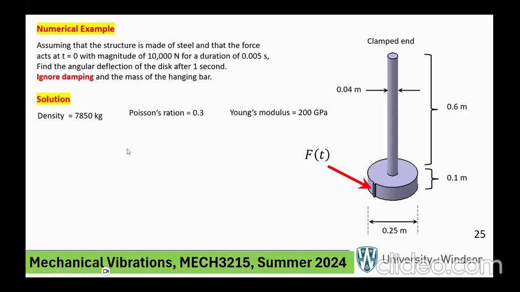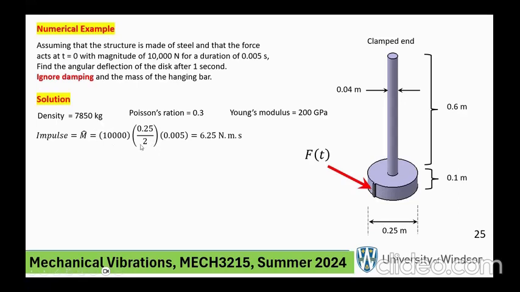Now, some information is given here. This is made out of steel, with Poisson ratio and Young's modulus given, and the impulse due to the moment is going to be the magnitude that's given here, 1,000 newtons, times the moment arm, which is half of this diameter. So 0.25 over 2 is this radius where the force is acting to the center.